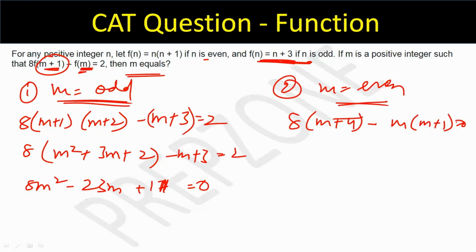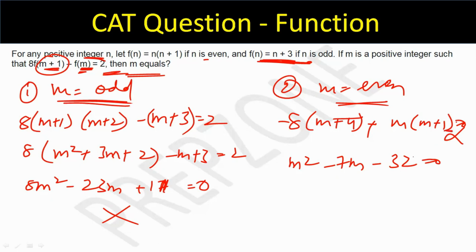And this clearly does not have any integral solutions. You can try to factorize this. You will not be able to do it. And because m is a positive integer, you will not have any root here. Let's move on to the next thing. This is nothing but m square plus m minus 7m minus 32 is equal to 0. Correct. My bad, this is not equal to 0, this is equal to 2 as per the question. So 32 will not be it.